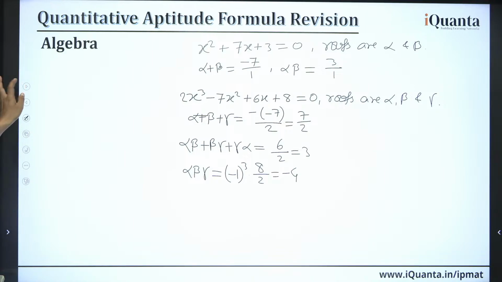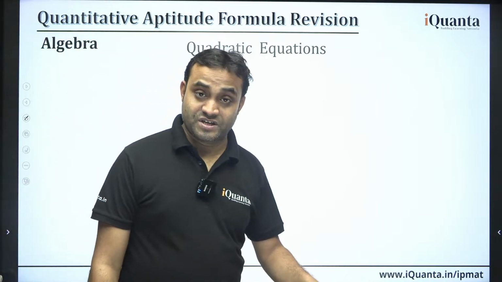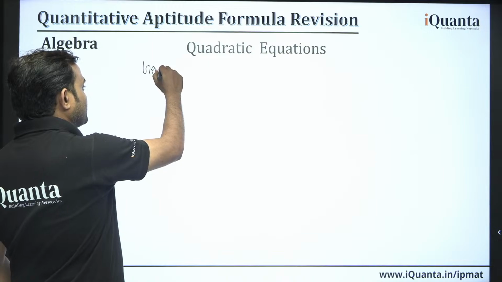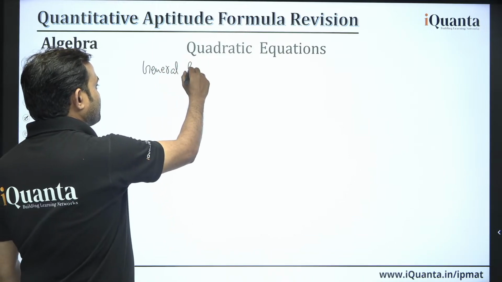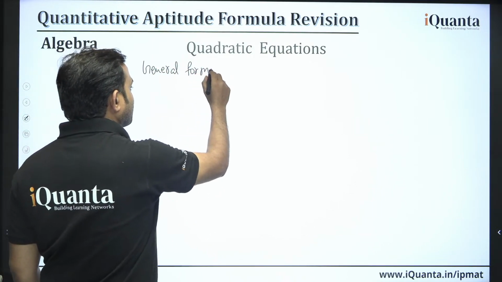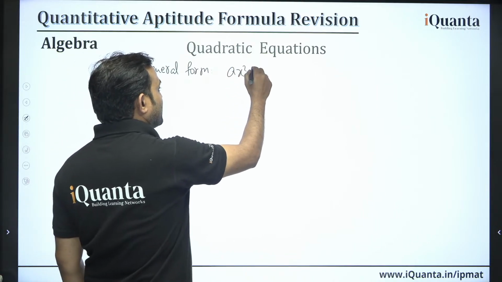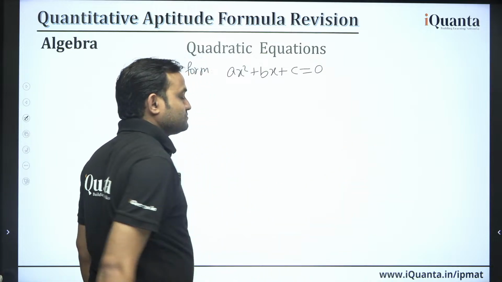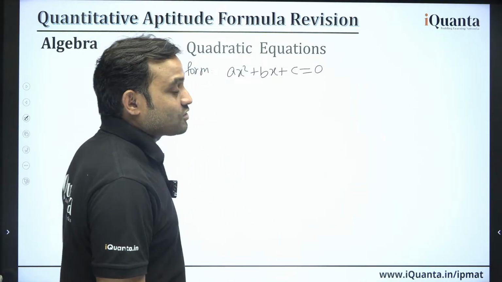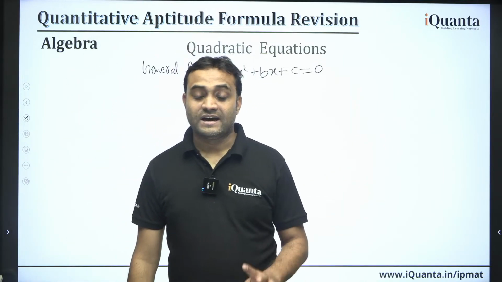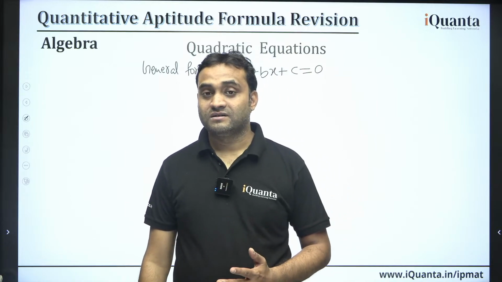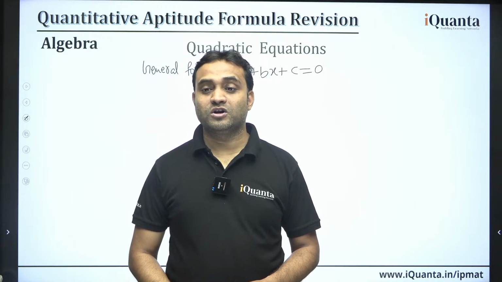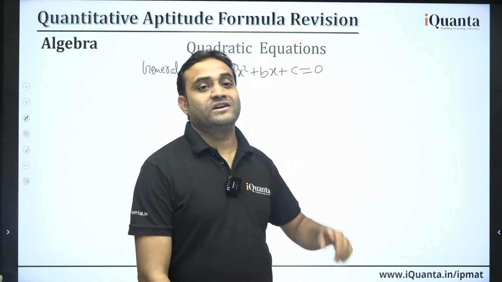Okay then. Now the next part, quadratic equation. What is the general form of a quadratic equation? The general form of a quadratic equation is ax square plus bx plus c is equal to 0. One way to find the roots of this quadratic equation is using the formula: minus b plus minus square root of b square minus 4ac upon 2a, which you will find written later.